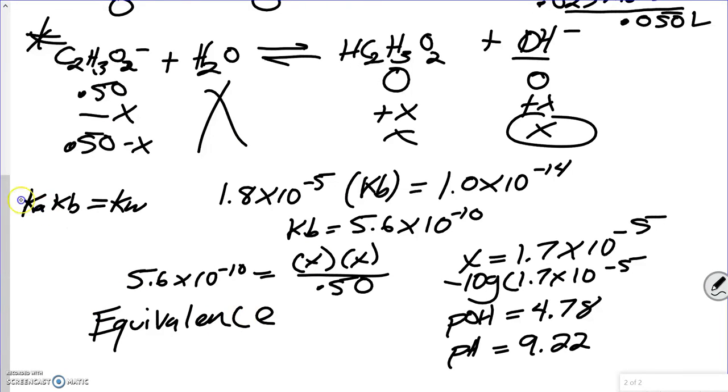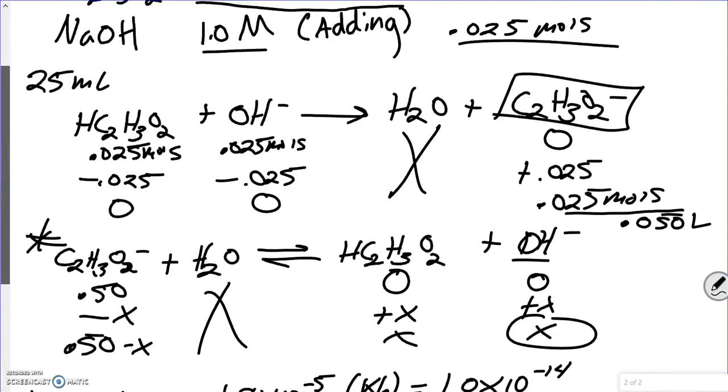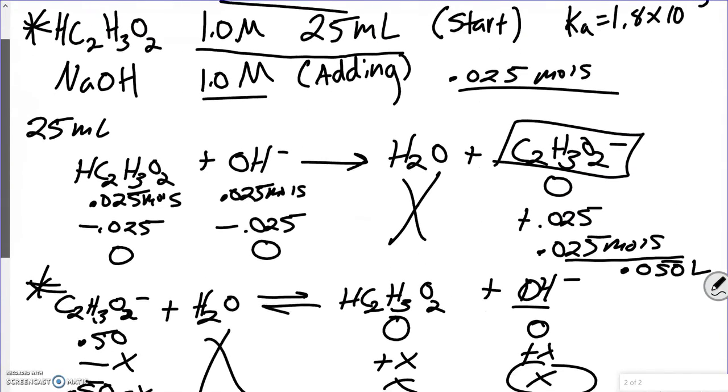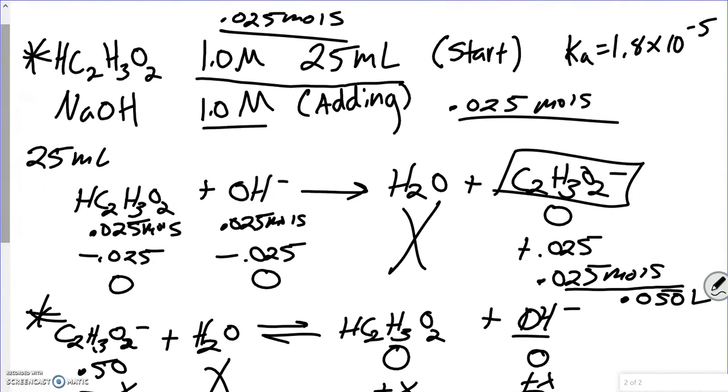The only thing that's really left is to look at after the equivalence point, which we'll do in the next video. So far what we've done is we've done initial, we've done kind of an in-between random point, we've done the midpoint, and we've done the equivalence point.